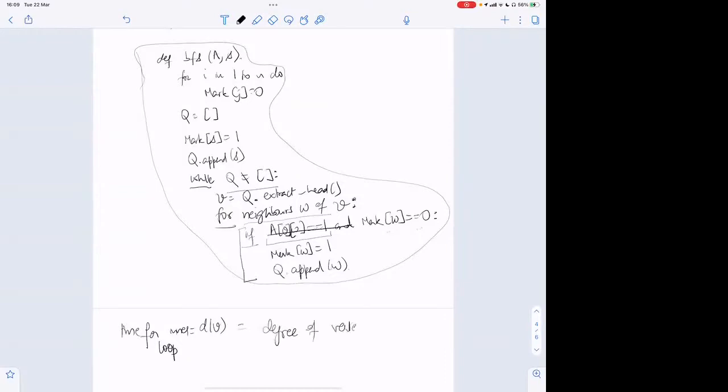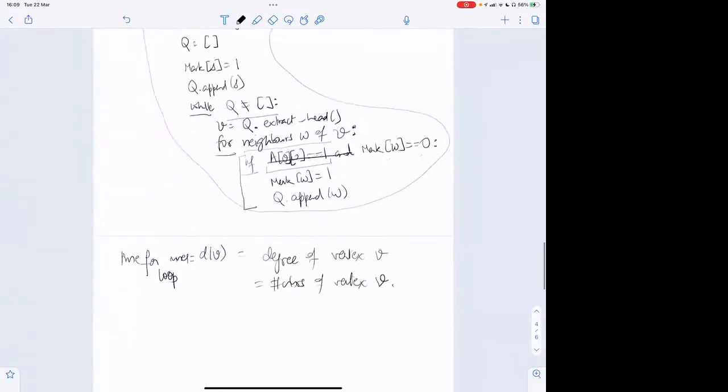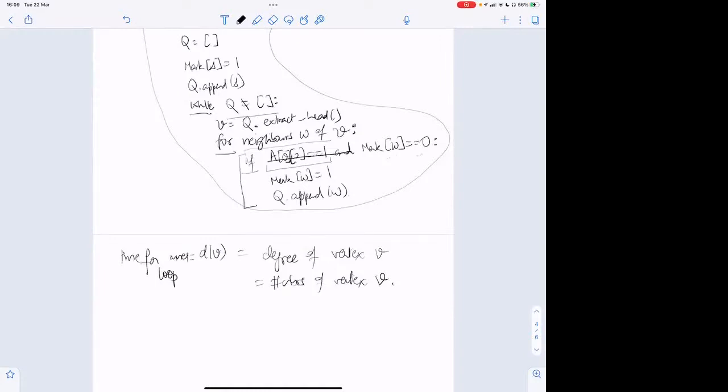Each vertex enters the queue only once. So the total time taken is equal to the summation of dv plus 1. Why do I write dv plus 1? Because even if the number of neighbors is 0, at least some constant time is taken.